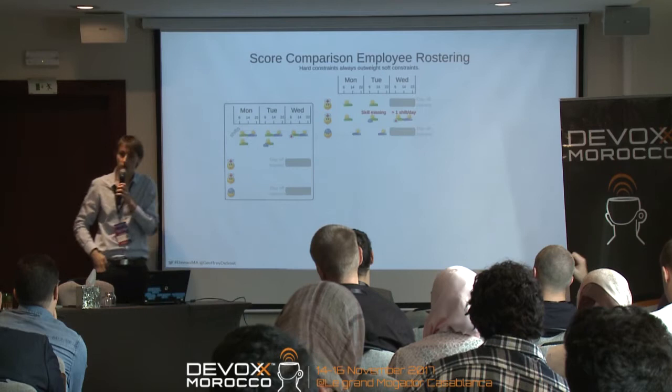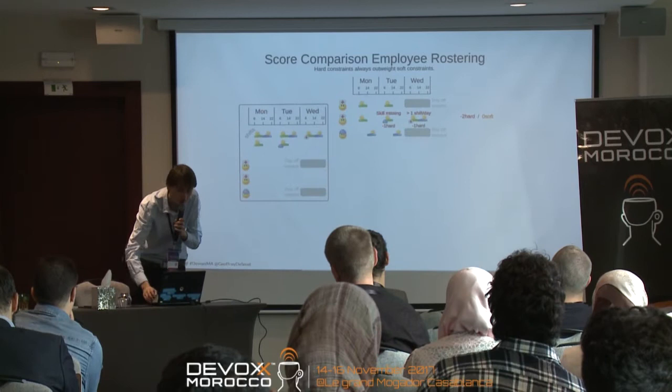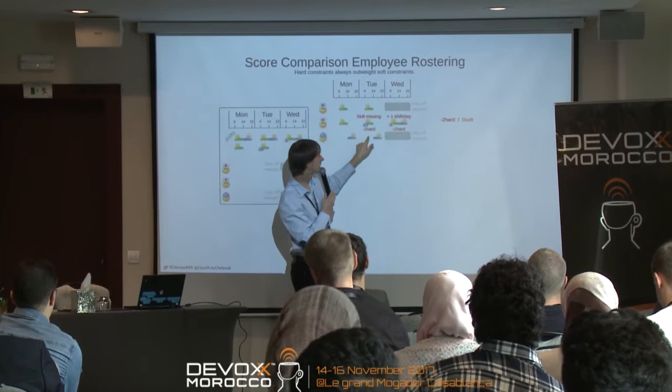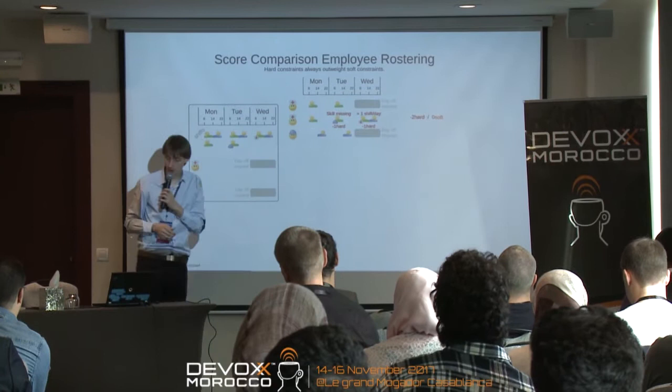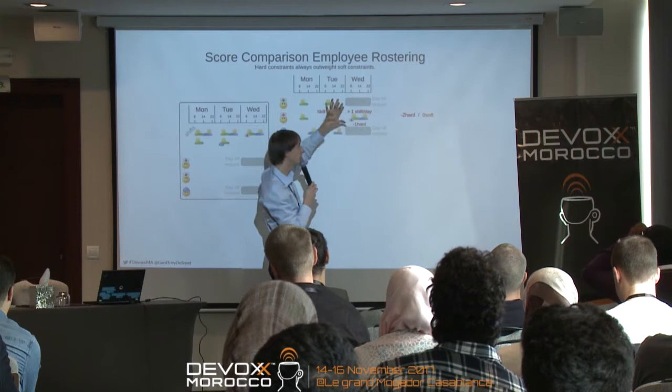So what do we do? We sum those up. We have no soft constraints broken, so zero soft, but we do have two hard constraints broken. We lose minus one hard twice, so minus two hard, minus zero soft. Okay, that's the score. And what is the score? Score is a way of formalizing the quality of this solution.